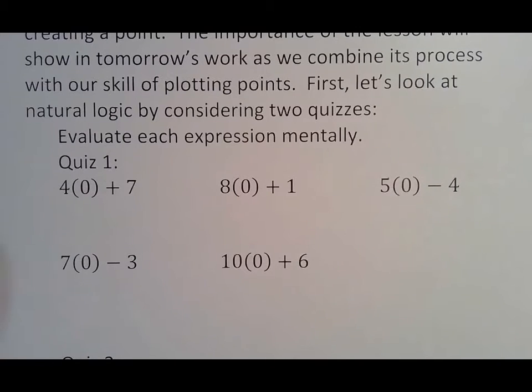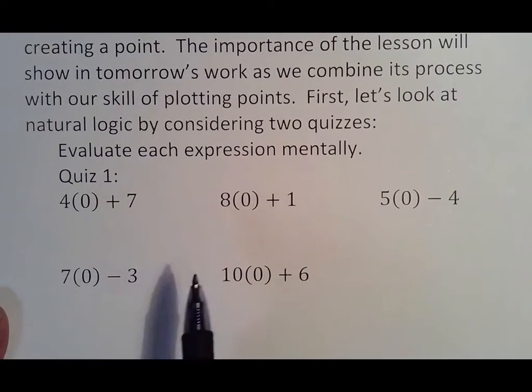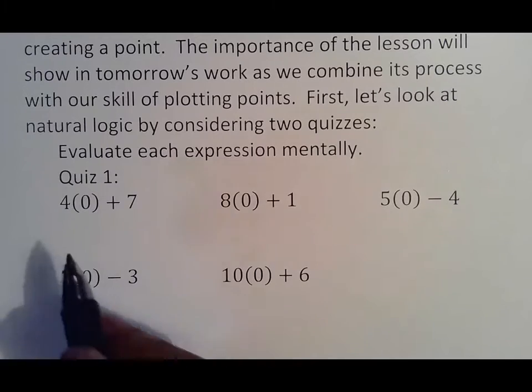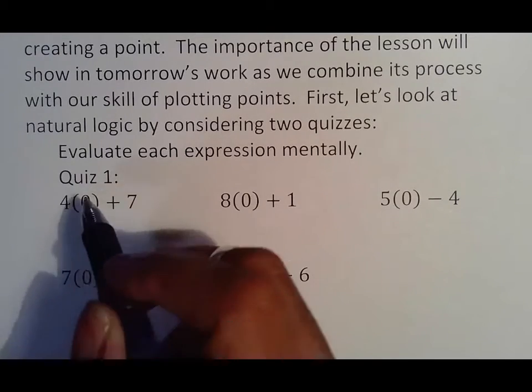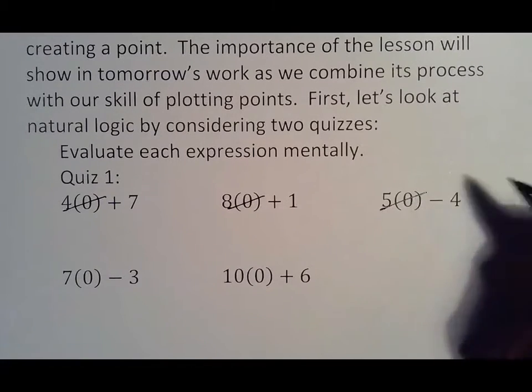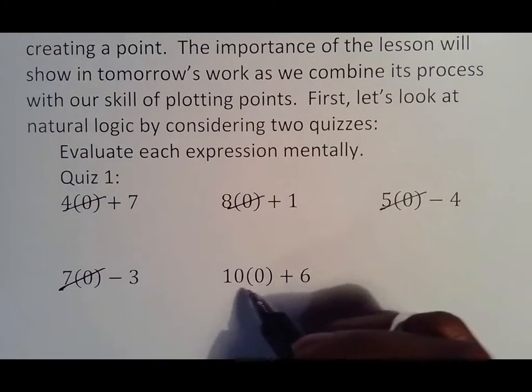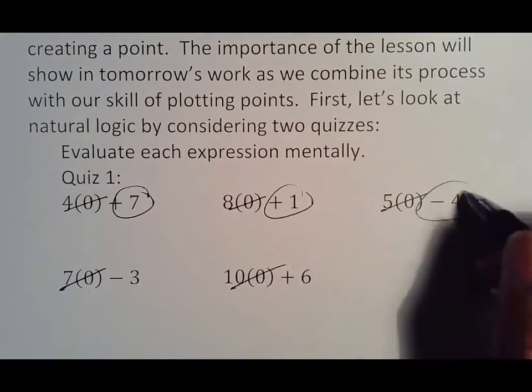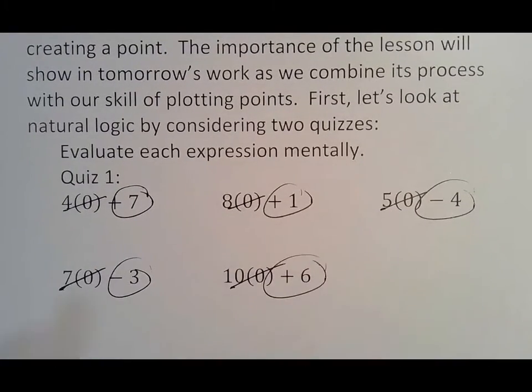So consider the first quiz here, evaluate each expression. If I gave you 10 seconds, you should honestly be able to answer this in 10 seconds. Go. That's not 10 seconds, but check it out. Keep in mind that everything times 0 is 0, which means 4 times 0 doesn't exist, 8 times 0 doesn't exist, 5 times 0 doesn't exist, 7 times 0 doesn't exist, 10 times 0 doesn't exist. The answers are 7, 1, -4, -3, +6.